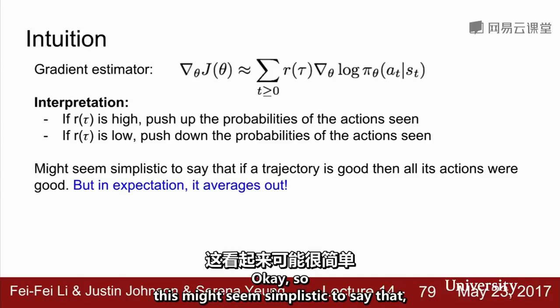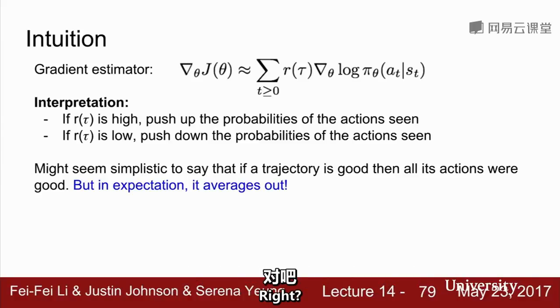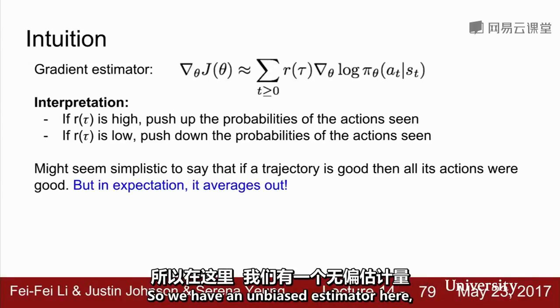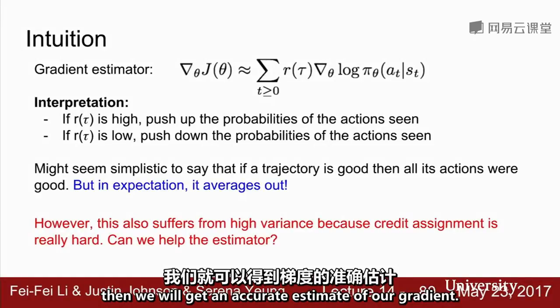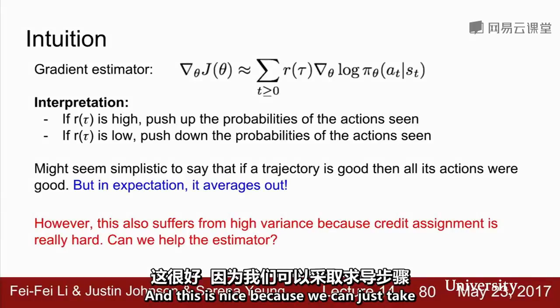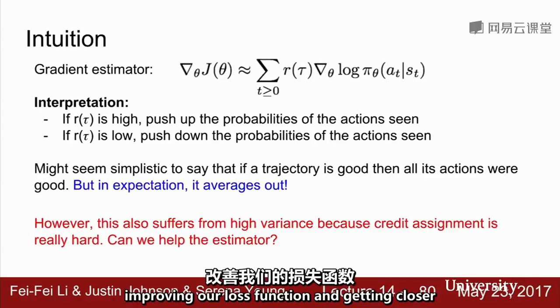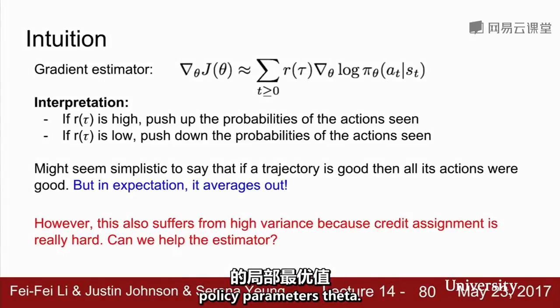Okay, so this might seem simplistic to say that if a trajectory is good, then all of its actions were good. But in expectation, this actually averages out. So we have an unbiased estimator here. And if you have many samples of this, then we will get an accurate estimate of our gradient. And this is nice because we can just take gradient steps, and we know that we're going to be improving our loss function and getting closer to at least some local optimum of our policy parameters theta.